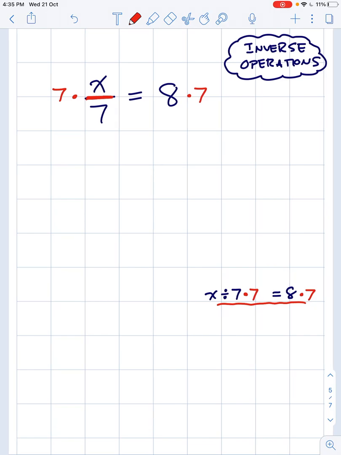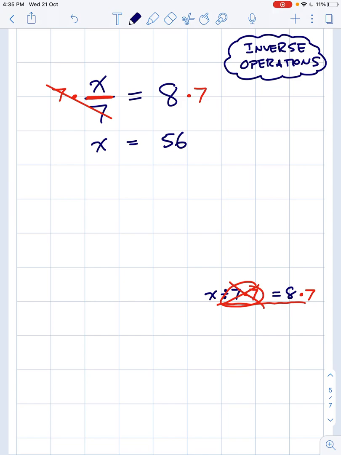Because what happens when you divide by 7 and multiply by 7, they just undo each other. They cancel each other out. So that's what happens right here, those get canceled out. And then you're left with 1x. So I'm left with 1x is equal to 56. Oh, I should have stopped for a moment and asked you for that answer, but that's okay. So that's a little bit about inverse operations.